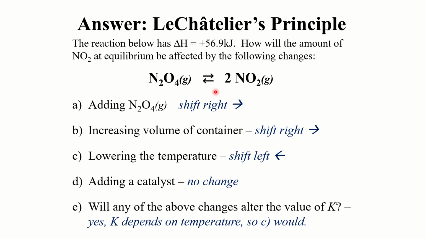Adding a catalyst, your answer here should always be no change, right? Adding a catalyst does not shift the equilibrium. It just makes the system get to that equilibrium more quickly. Will any of the above changes alter the value of K? Remember that K, the equilibrium constant, just like lowercase k, the rate constant, is dependent on temperature. And so we'd expect then that letter C would alter the value of K, but A and B should not.